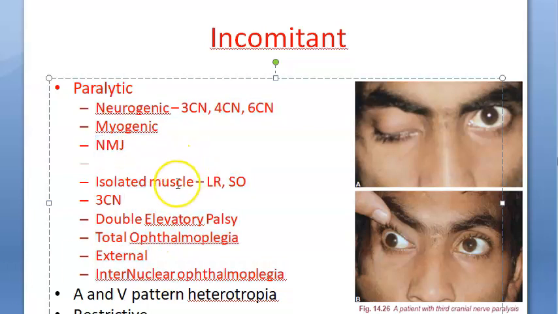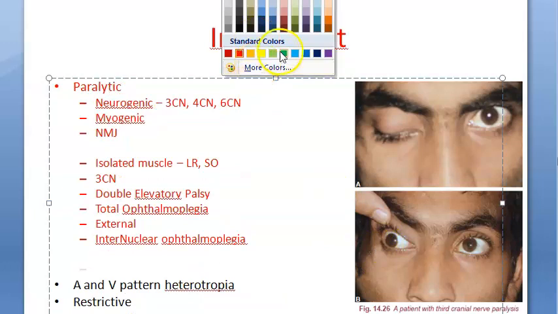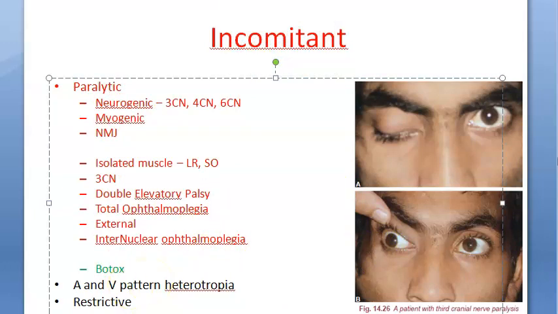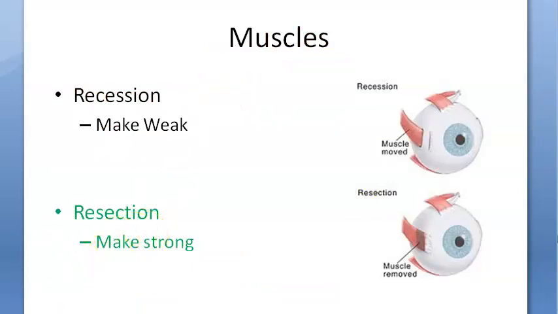Then where will we write the treatment for this? Treatment we'll write here with green. What are they saying? Treat the cause, wait for self-improvement. Then they are treating the diplopia. They are giving Botox, chemodenervation of the contralateral muscle. Then surgical. Last we are talking about surgery. Surgical is the same, right? What we have seen. So recession, resection.